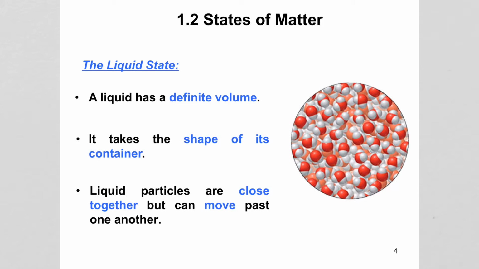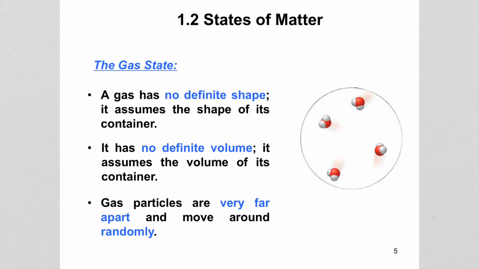A gas, on the other hand, has neither definitive shape nor definitive volume. It will expand to whatever container that gas is in. So if I have a can of a gas, the gas will take the shape of the can. If I open the can, it will take the shape of the room, etc., etc. Gas molecules are very far apart from one another, so they're not going to interact at all. That's one of the things that make gases different from liquids and solids. Also, they move around randomly.